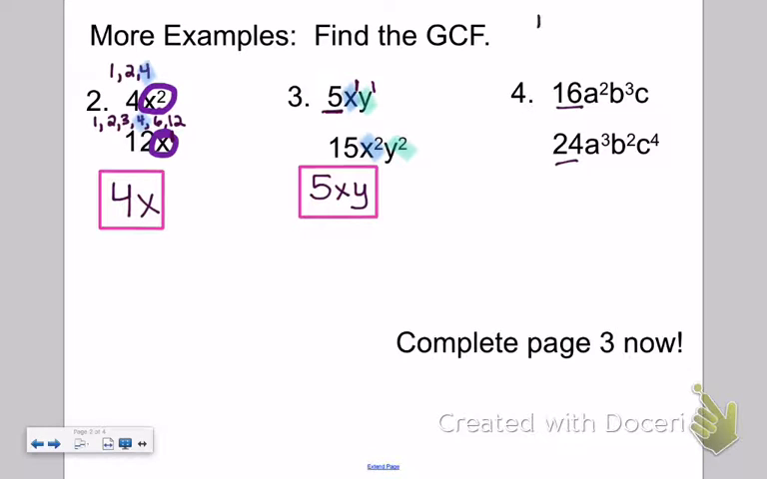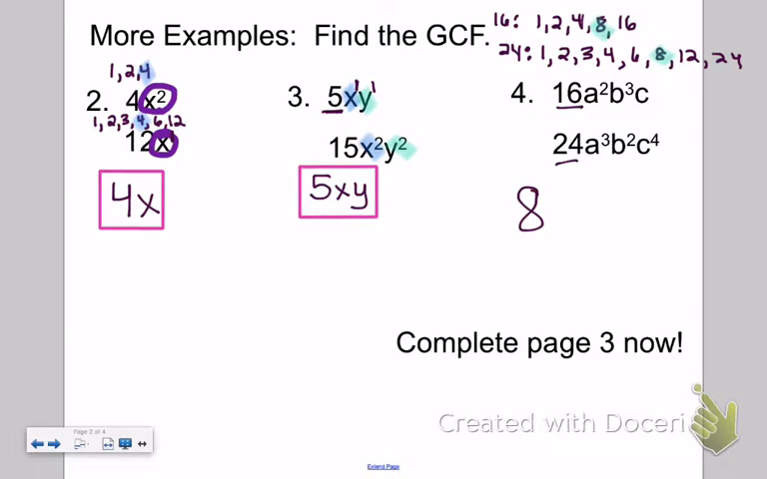The factors of 16 are 1, 2, 4, 8, and 16. And then the factors of 24 are 1, 2, 3, 4, 6, 8, 12, and 24. So if I want to look for the GCF, what's the biggest number? Well, they both have an 8, and that's the largest number they have in common. So my GCF of the coefficients is 8.